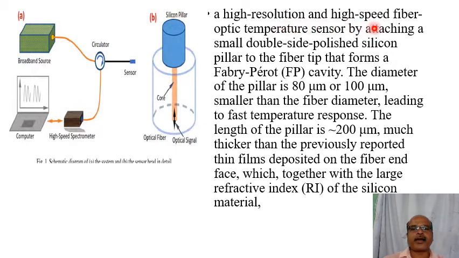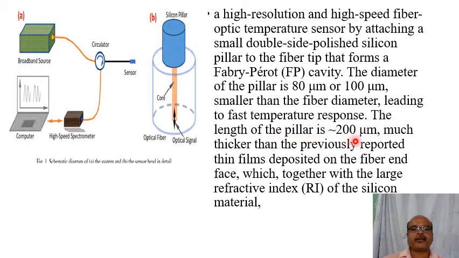High resolution, high speed fiber optic temperature sensor by attaching a small double-sided polished silicon pillar to the fiber tip that forms a Fabry-Perot cavity. Fabry-Perot cavity means the outside surfaces are polished and light rays are reflected back and forth, and according to sensing, whether temperature increases or decreases, that is sensed by this silicon pillar, leading to a fast temperature response.